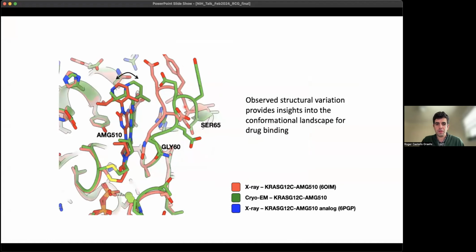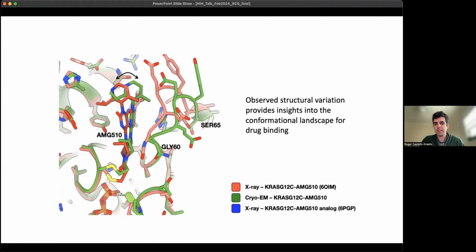And if we compare the cryo-EM structure that we got in green with a previously known X-ray structure in red, we can see that there are small conformational changes, for example, in the switch conformation and also in this loop here. And for example, if we look at the crystal structure, what we can see is that there are some crystal contacts around this loop here. So it's possible that the crystal has constrained a little bit the conformation of the protein around this area.